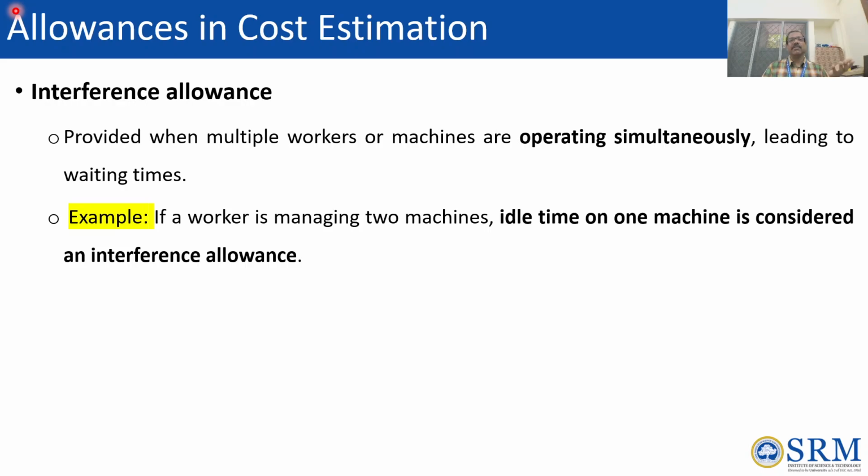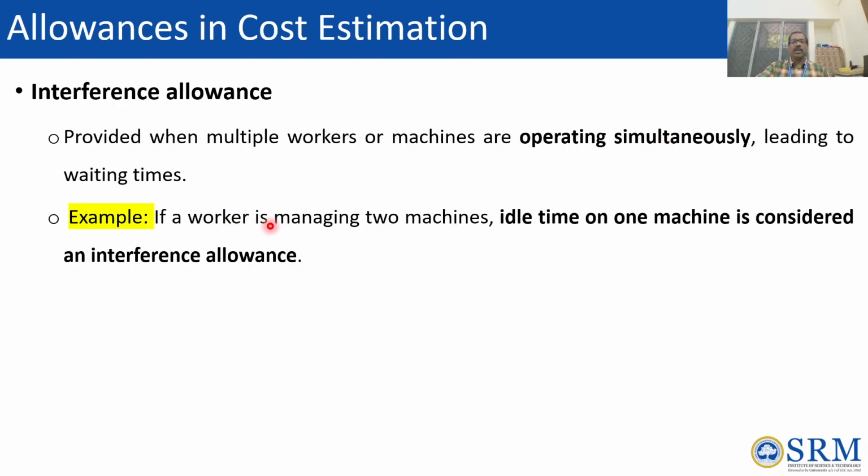Then interference allowance is provided when multiple workers or machines are operating simultaneously, leading to waiting time. So multiple workers and machines are operating simultaneously, one after another. Sometimes one machine is completed and waiting for the raw material, but the other machine is not yet completed. Then this machine has to be idle, right? But it's a continuous or sequential process. That kind of thing, you need some time, right? So that time is considered interference allowance.